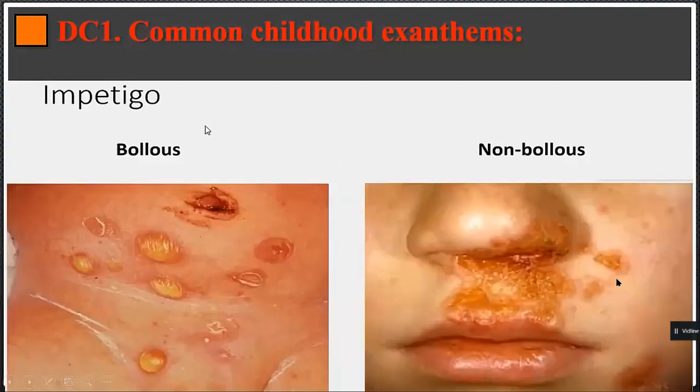Impetigo, so you have to be familiar with bullous and non-bullous, 2 types of impetigo. So I think this one from the image, it's a non-bullous, and this one from the image, it's bullous. So this one around the mouth and the nose, this one around the pelvis.